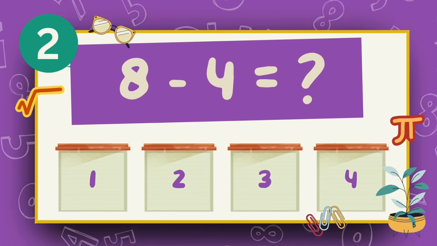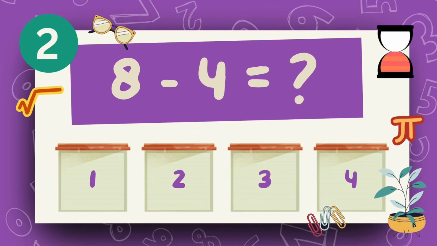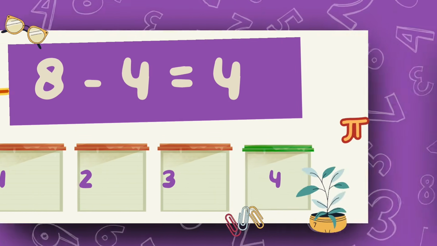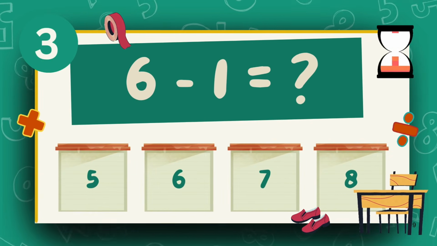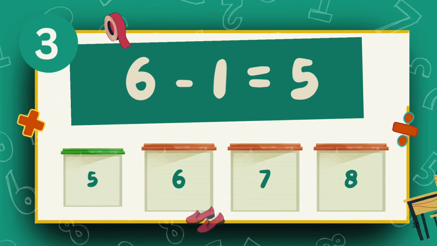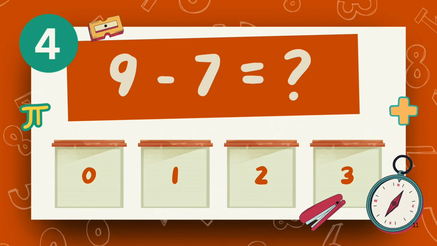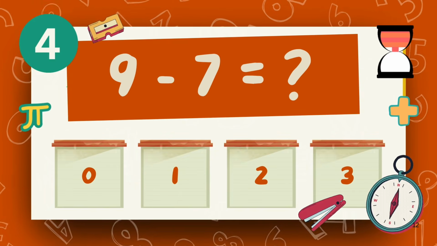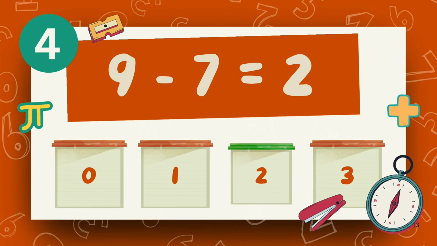What is 8 minus 4? The answer is 4. What is 6 minus 1? The answer is 5. What is 9 minus 7? The answer is 2.